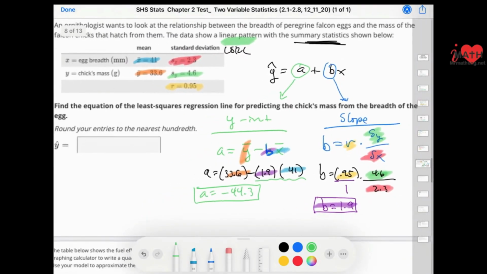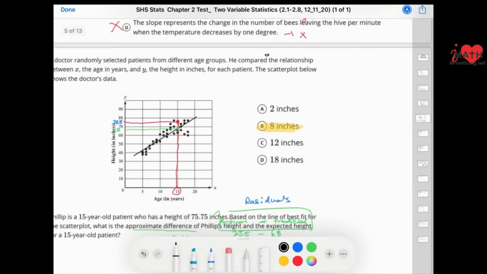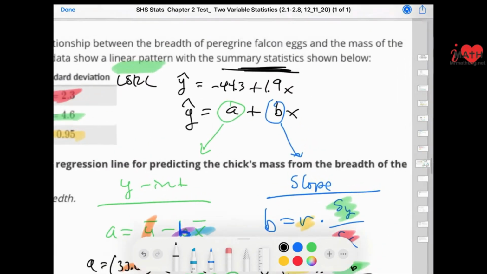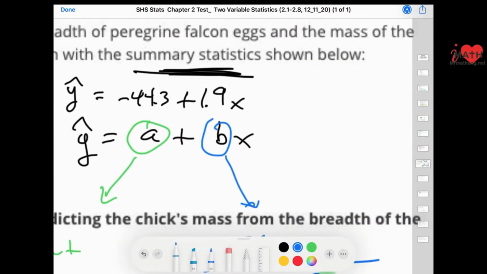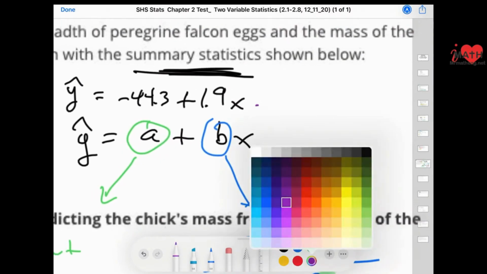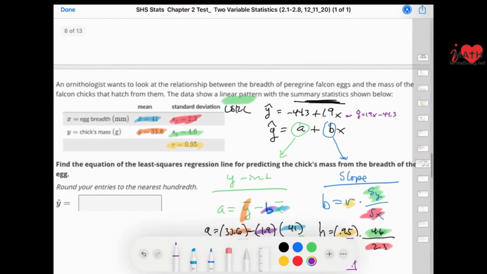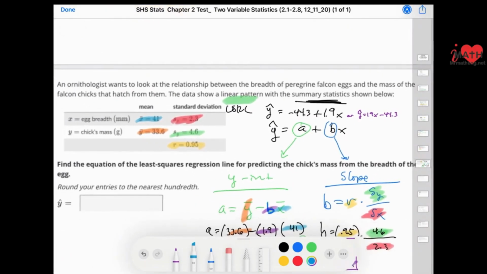So to put that all back together, I have y hat equals my a value, which is negative 44.3, and then my b value, which is a positive 1.9x. Or you can also have, if you just change it around, 1.9x minus 44.3. Okay, so let me just highlight that. Any of those values could be your answer.